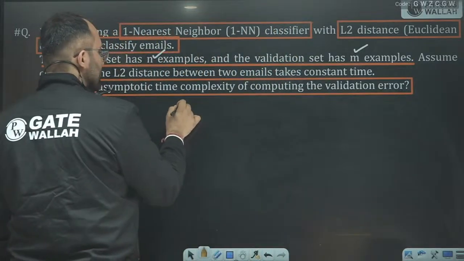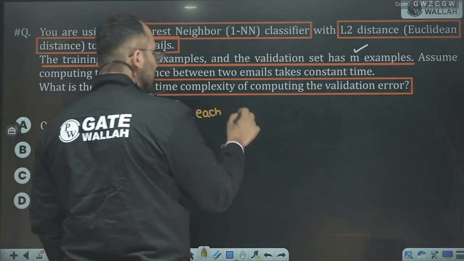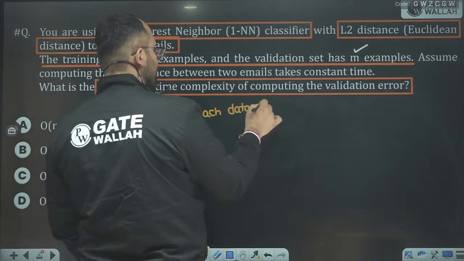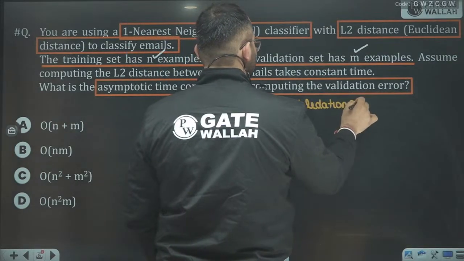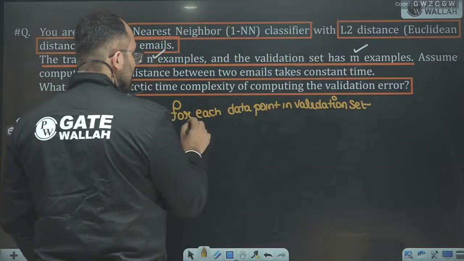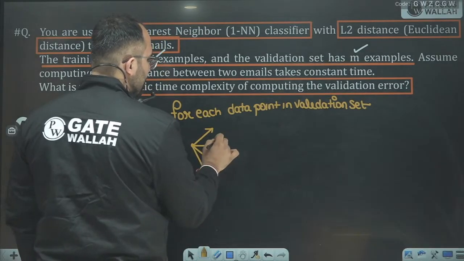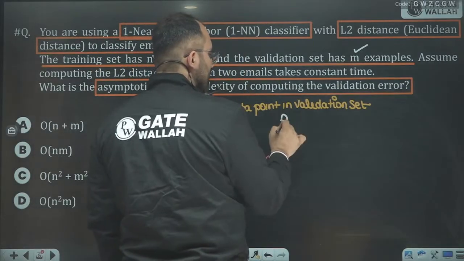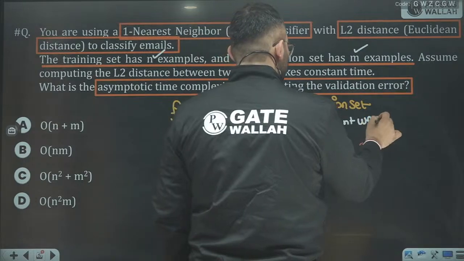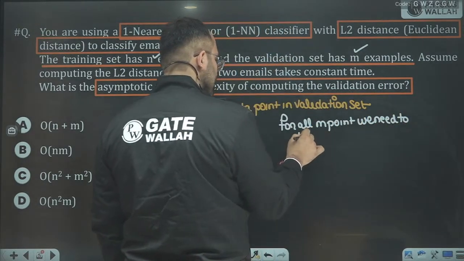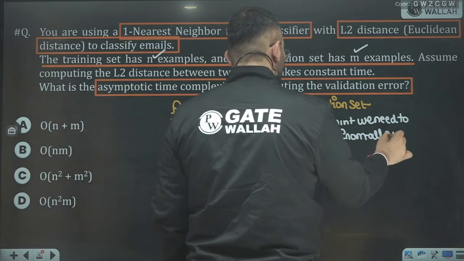So for each email in the validation set, or we can say for each data point in the validation set, we need to find the distance from all the n points. So for all m points in the validation set, we need to find the distance from all n points in the training set.